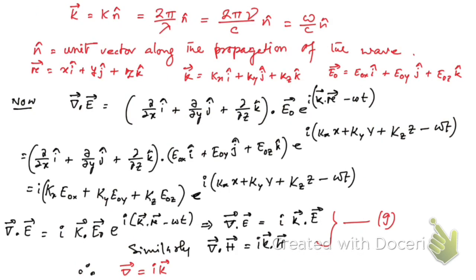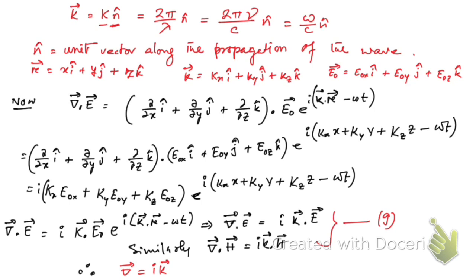Here I have written this k vector, which is the propagation vector, which is equal to k n cap, where n cap is the unit vector along the direction of propagation of the wave, which is also equal to this, and also equal to this. So hope you know these things. The value of k is equal to 2 pi by lambda. Also you know this lambda will be given by c by nu, where nu is the frequency, and in terms of angular frequency it can be written this way, right?